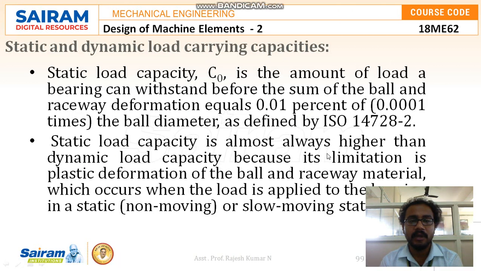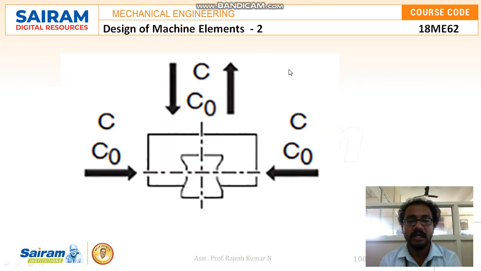Static and dynamic load carrying capacity. A static load capacity C0 is the amount of load a bearing can withstand before the sum of the ball and raceway deformation equals 0.01% (0.0001 times) of the ball diameter, as defined by ISO 14728-2. Static load capacity is almost always higher than dynamic load capacity because its limitation is the plastic deformation of the ball and raceway material, which occurs when the load is applied to the bearing in a static, non-moving or slow moving state. Here we can see the clear information in the sketch.